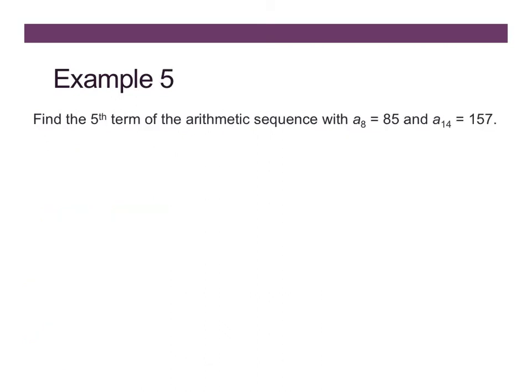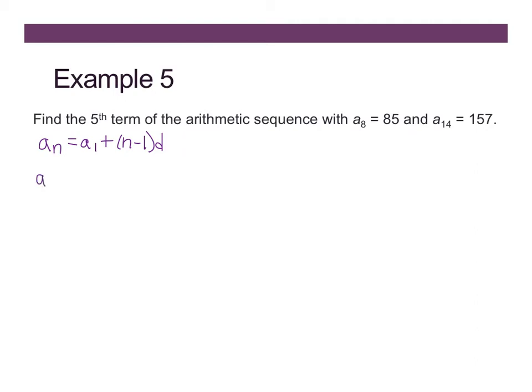Example 5. Find the fifth term in the arithmetic sequence with a sub 8 equal to 85 and a sub 14 equal to 157. What we need to do here is alter our general formula for these arithmetic sequences. Generally, the formula is a sub n equals a sub 1 plus n minus 1 times the common difference d. Well, we're going to alter this.